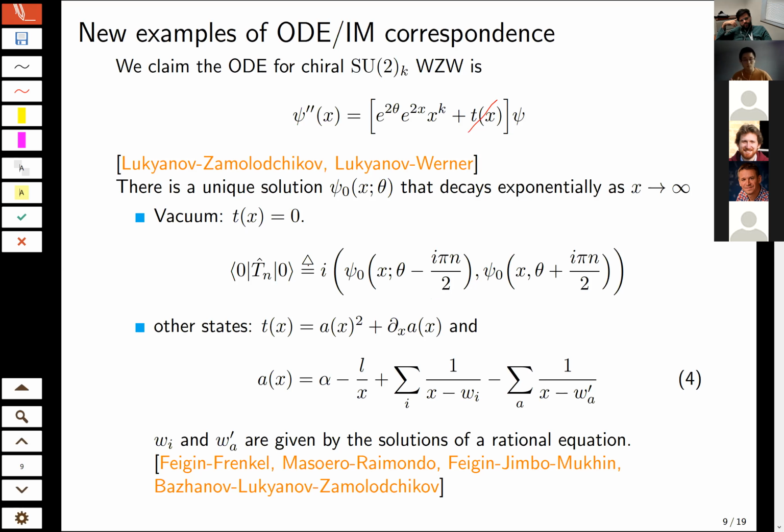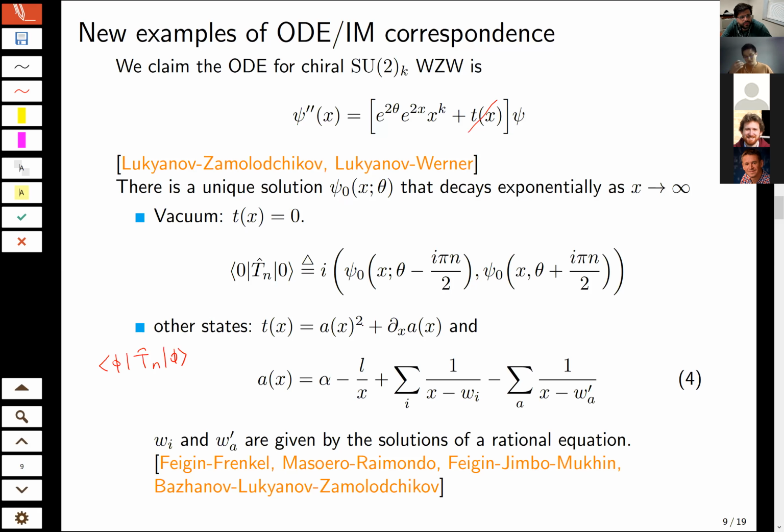So what about other states in the spectrum? Meaning, what if I consider a different state and the expectation value in that state? The idea to do so already appeared in the literature. Basically, what you have to do is add extra regular singularities of trivial monodromy. Let me parameterize this T as a squared plus partial A, where A is as follows.